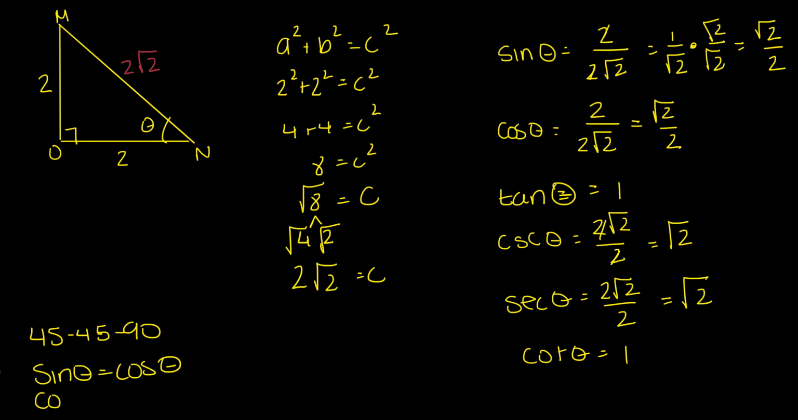Cosecant of theta is equal to secant of theta. And tangent of theta is equal to cotangent of theta, which is equal to 1.